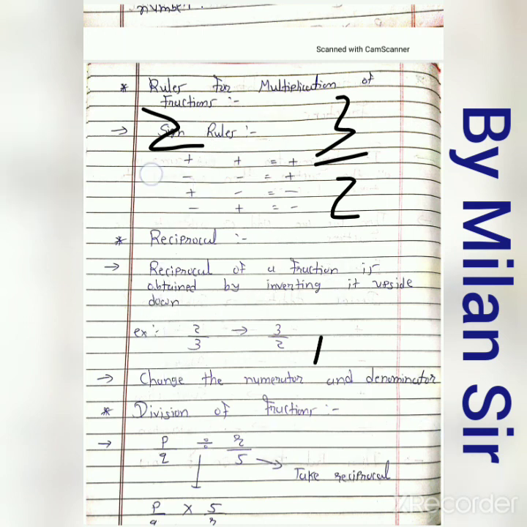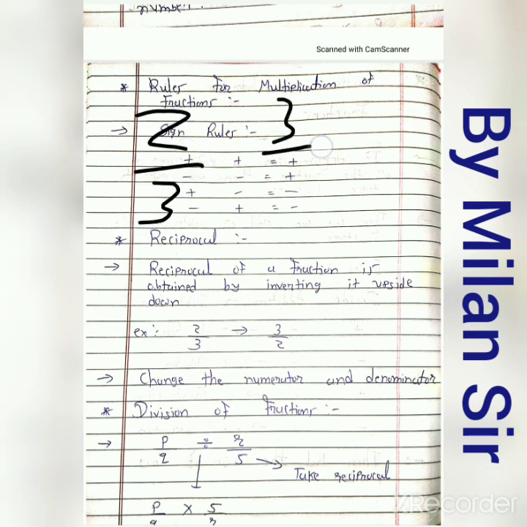One more thing. If we multiply any number with its reciprocal, then we always get the answer 1. Okay, 2 by 3 and the reciprocal of 2 by 3 is 3 by 2. Now multiply these two numbers: 3 and 3 cancel, 2 and 2 cancel, and you always get 1. So if you multiply any number with its reciprocal, we always get 1. This is the property of multiplicative identity.